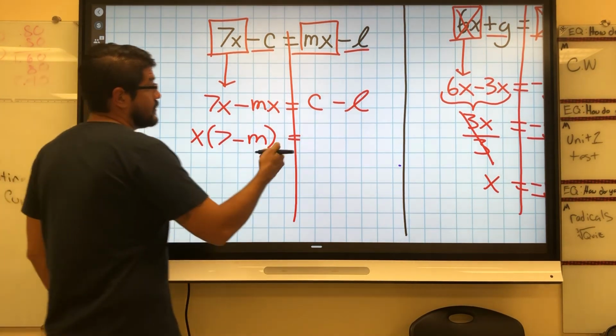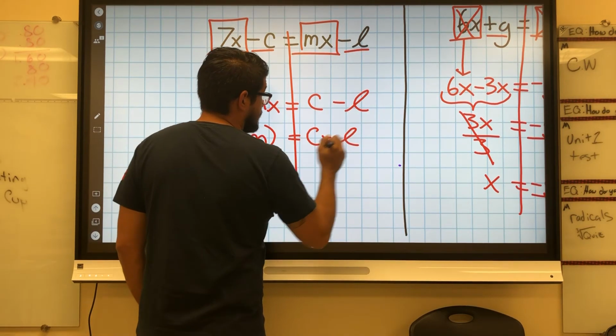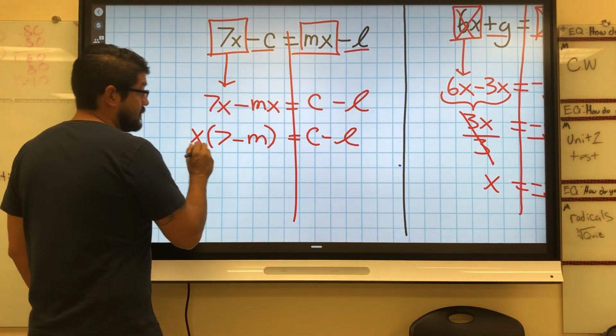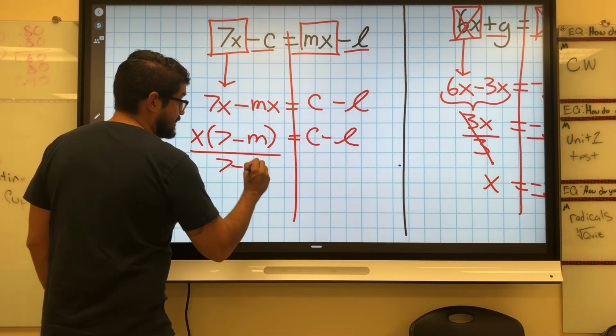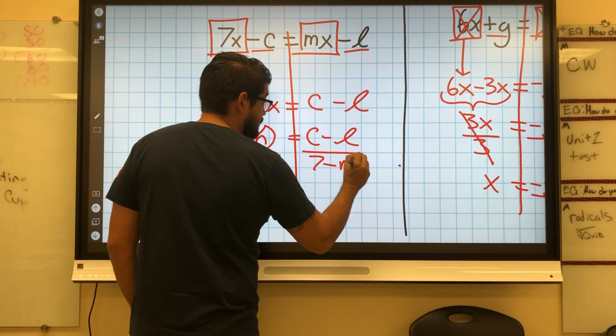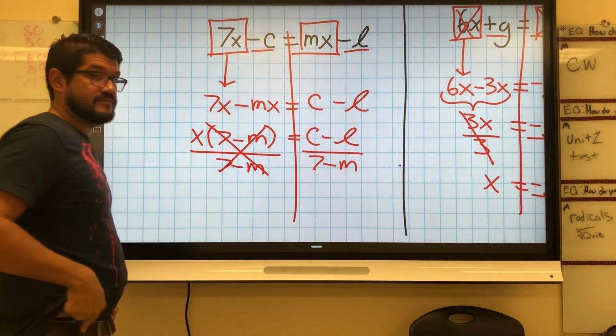Then here we have c minus l, and now what's the opposite of multiplying by 7 minus m? Dividing by 7 minus m, cancel. Dividing by 7 minus m, and that's my final answer. And that's it.